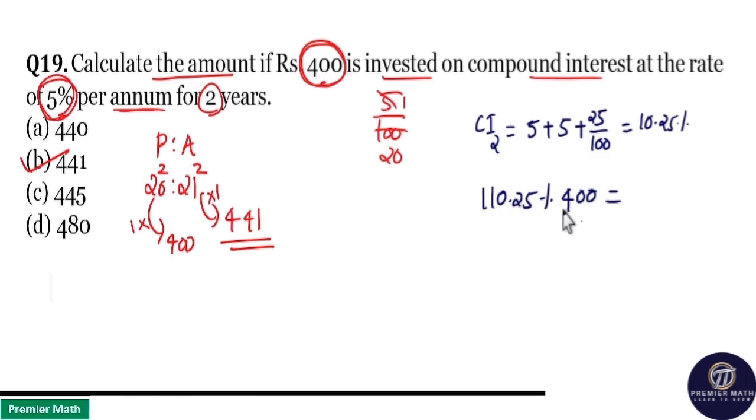110.25% of 400, where principal is 400, is the amount generated in 2 years at the rate of 5% per annum. Here percentage and 00 cancel. 110.25 into 4 means 4 into 110 is 440, 4 into 0.25 is 1. So amount is equal to 441 rupees.